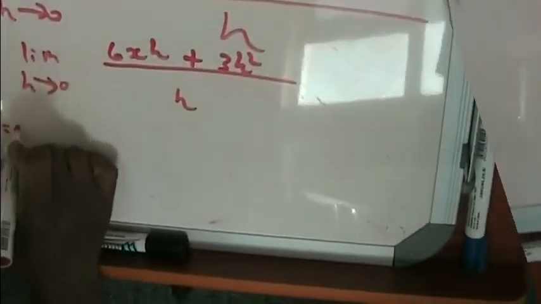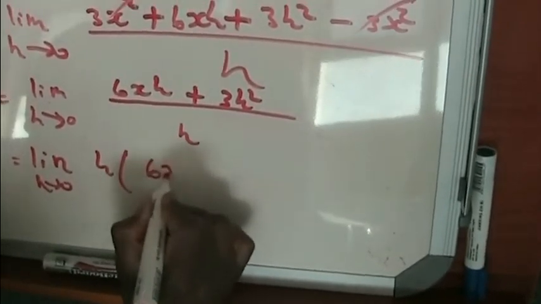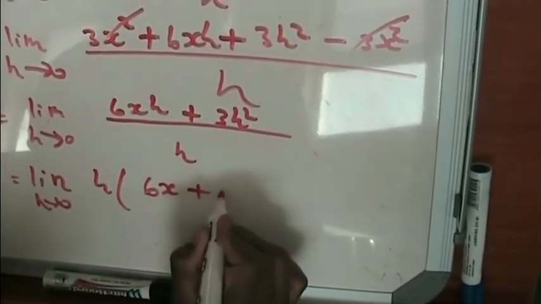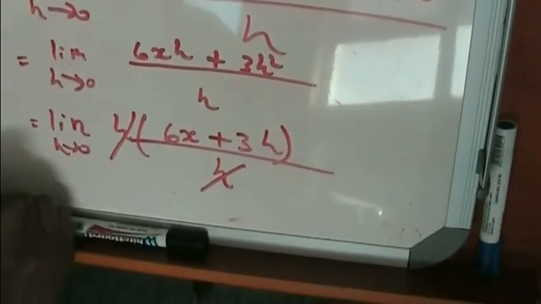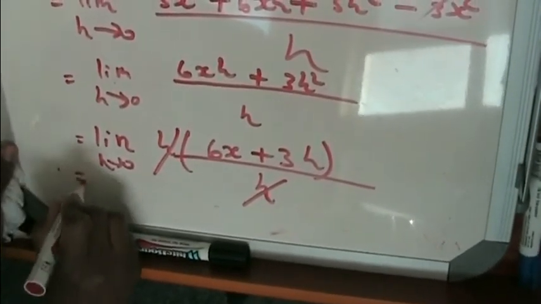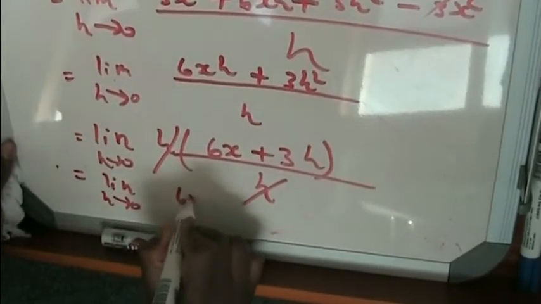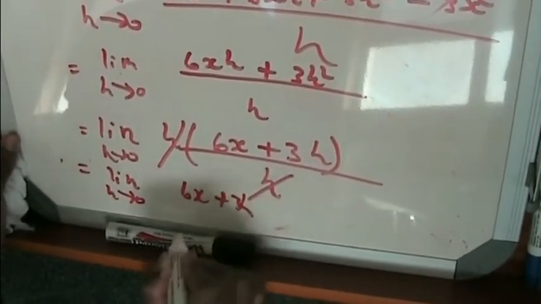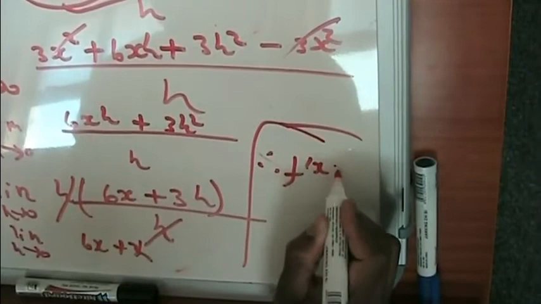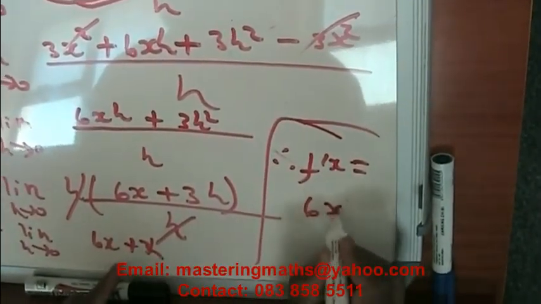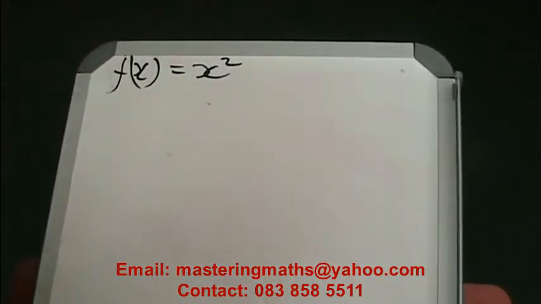That is equal to, I want to take out the common factor, limit as h tends to 0 of h into 6x plus 3h over h. The h's cancel, therefore we have limit as h tends to 0 of 6x plus 3h. Therefore, f prime of x is equal to 6x.